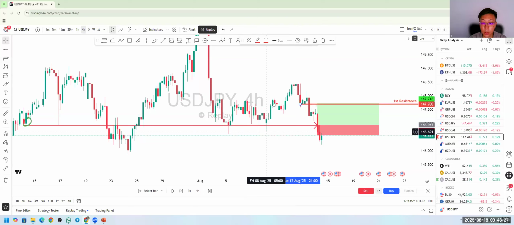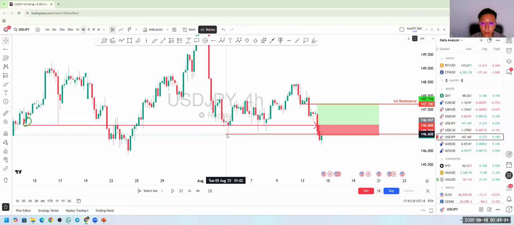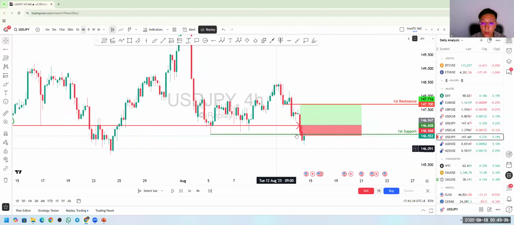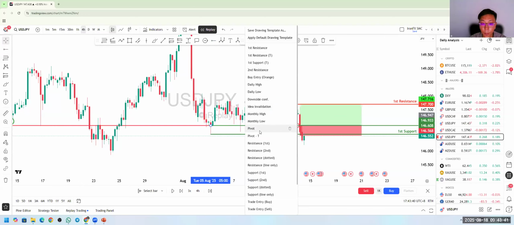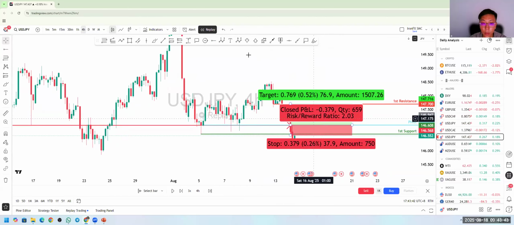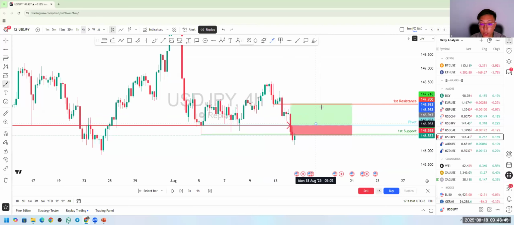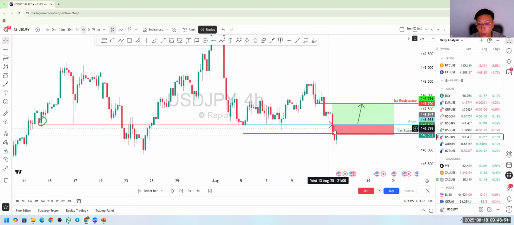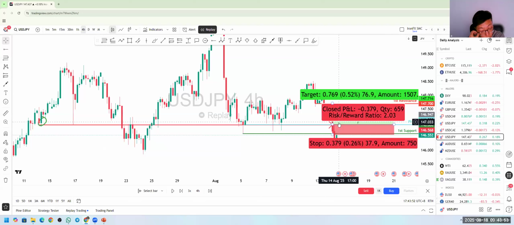First resistance, and then this is my support. Essentially this is where I'm looking to enter, to the upside. This is traditional price action. So this is what I'm looking at, but you can see how price actually just took out our stop loss so easily.